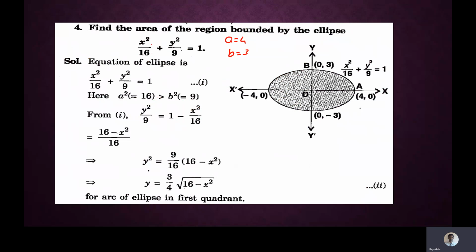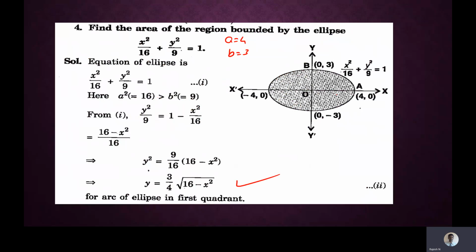So from here you have to express y in terms of x. So y squared by 9 is equal to 1 minus x squared by 16. That means if you take LCM, 16 minus x squared by 16. So y squared is equal to 9 by 16 into 16 minus x squared. So y is equal to 3 by 4 into root of 16 minus x squared.